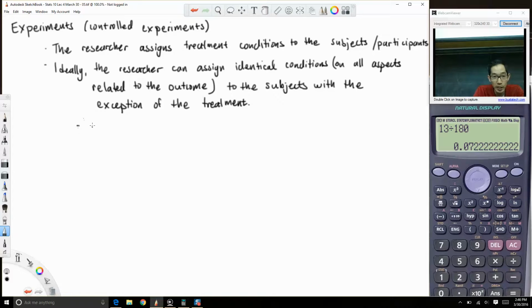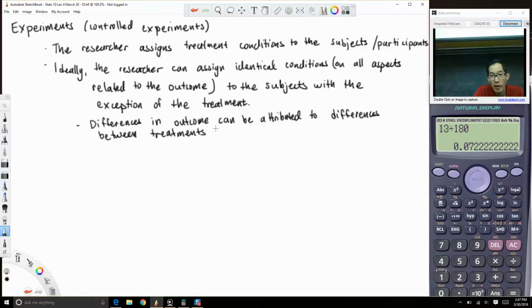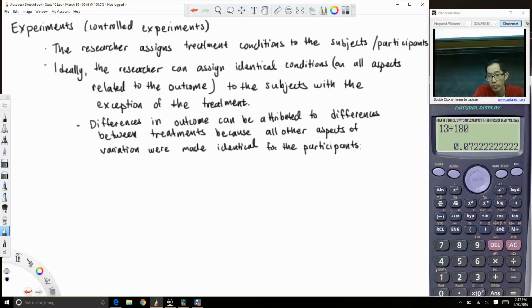Differences in outcome can be attributed to differences between treatments because all other aspects of variation were made identical for the participants.